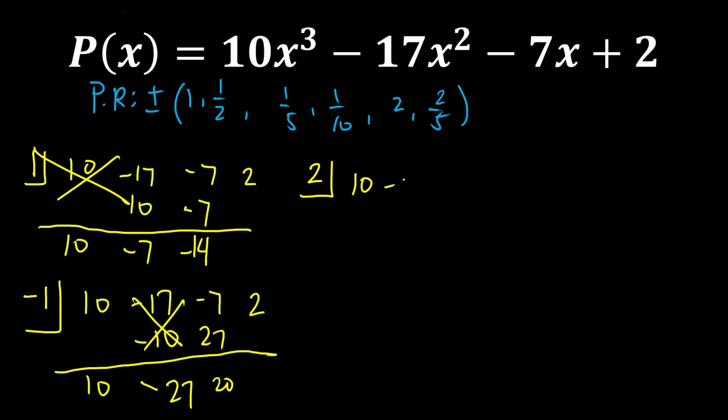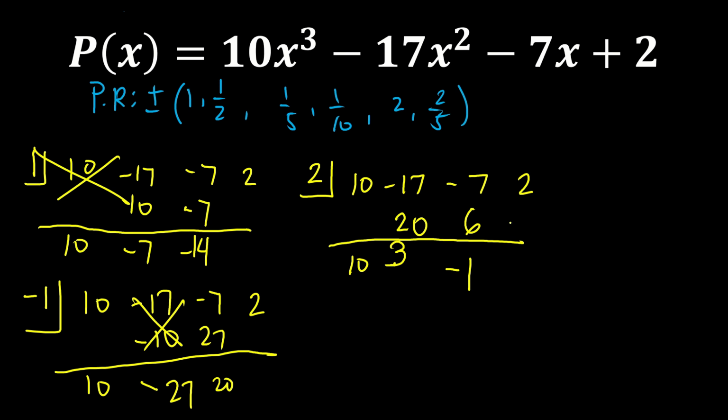Then, 10, negative 17, negative 7, positive 2. So, bring down 10. 10 times 2 is 20. Negative 17 plus 20 is positive 3. Tama? Then, 3 times 2 is 6. Negative 7 plus 6 is negative 1. And negative 1 times positive 2 is negative 2 plus negative 2 is 0.